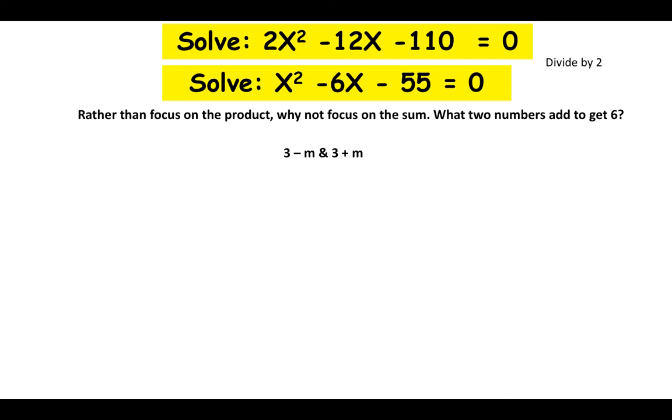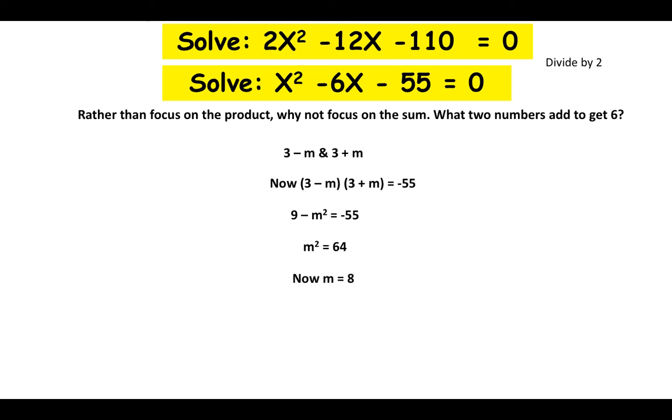These two numbers that add to get 6 should also, if multiplied, give us the number at the end, which is minus 55 in this case. So we've set this problem up based on how the roots of quadratic equations are always set up. The roots always add to get the middle number and multiply to get the last number. So we're going to apply that in this way. We expand to find our specific m, and we end up with 9 plus 55, which gives us 64. The square root gives us 8.